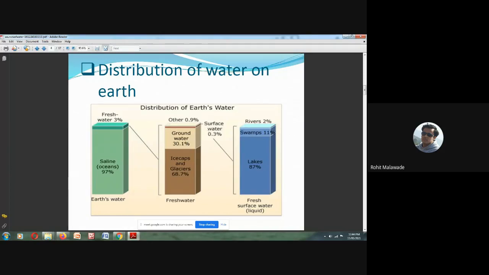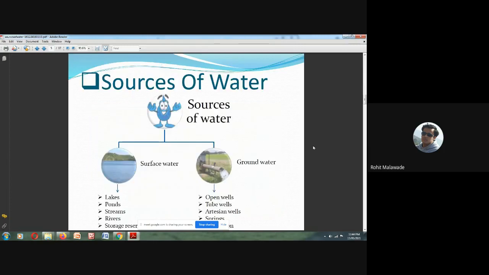And in this, right, only 0.9% of the water is present as surface water. Okay, out of this surface water, we are going to have 0.3% as the surface water source. Out of this 0.3%, we are going to have 87% in the form of lakes, right, and again 2% in the form of rivers. Right. Now, we have seen the different sources of water.